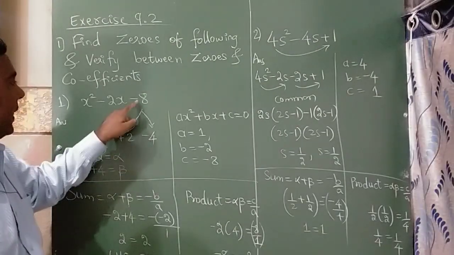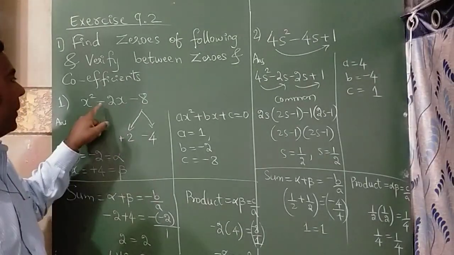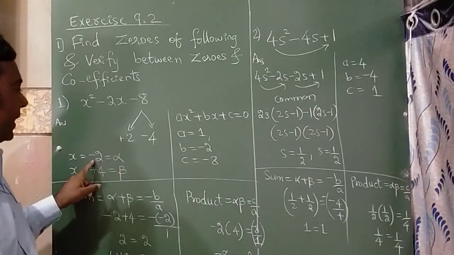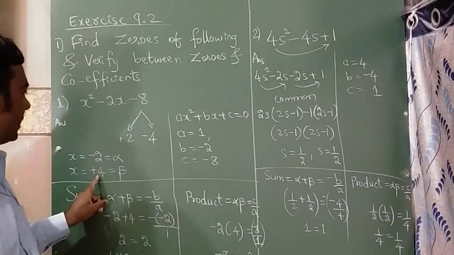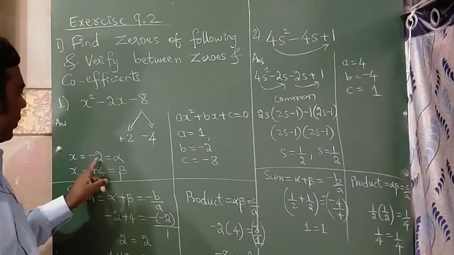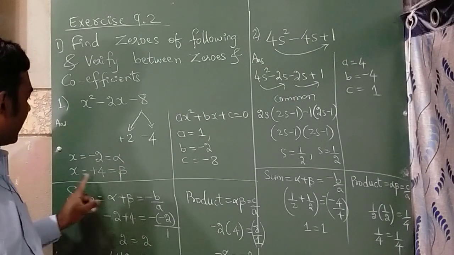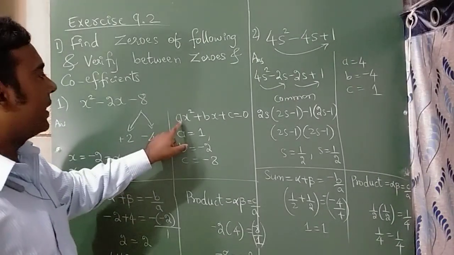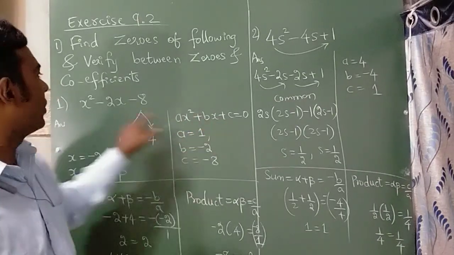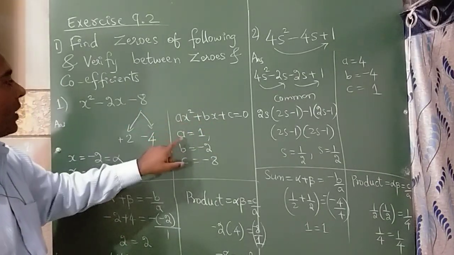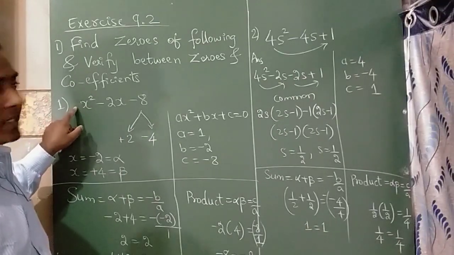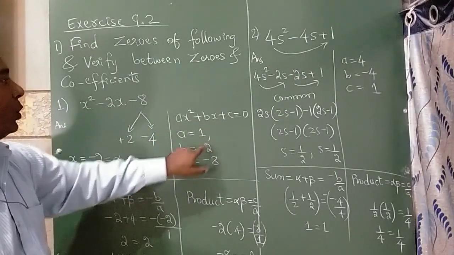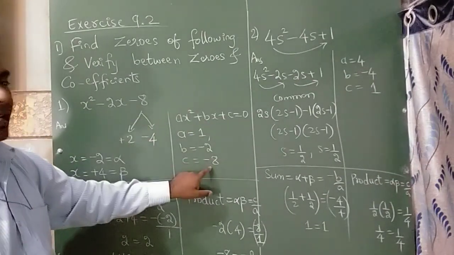So 4 2s are 8. Plus 2 minus 4 will become minus 2. Fine. Now, if this is plus, make it minus. If this is minus, make it plus. So x is equal to minus 2 is alpha. x is equal to plus 4 is beta. Now, this is in the form of the quadratic equation ax square plus bx plus c is equal to 0. So this is in this form. Now, what is the coefficient here? Nothing. Nothing means it is 1. b is minus 2. c is minus 8.